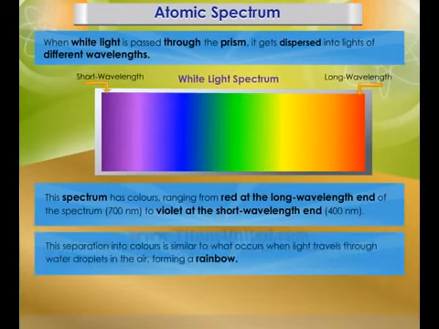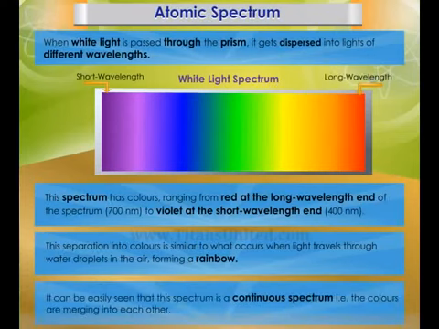wavelength end. The separation into colors is similar to what occurs when light travels through water droplets in the air, forming a rainbow. It can be easily seen that this spectrum is a continuous spectrum. That is, the colors are merging into each other.